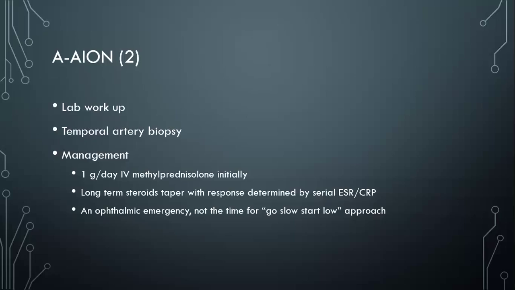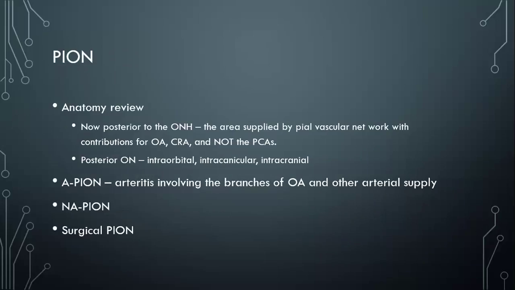end of the anterior ischemic optic neuropathy part, and then we'll go on to the posterior ischemic optic neuropathy part. To start off, posterior ischemic optic neuropathy as a whole is quite a bit less common than anterior ischemic optic neuropathy. Now we're talking about the anatomic region posterior to the optic nerve head, so it's behind the retrolaminar region. This can be divided into different parts: the posterior optic nerve, with intraorbital, intracanalicular, and intracranial parts of the optic nerve.